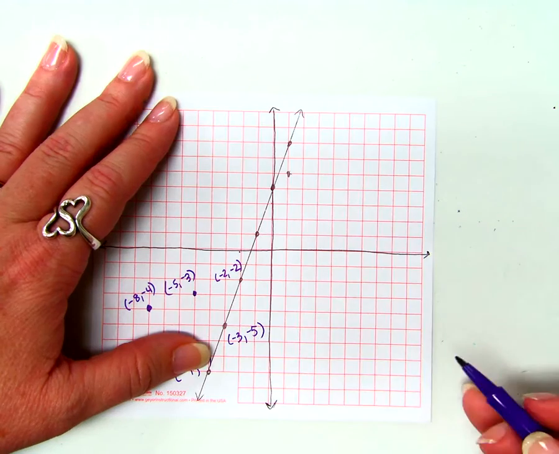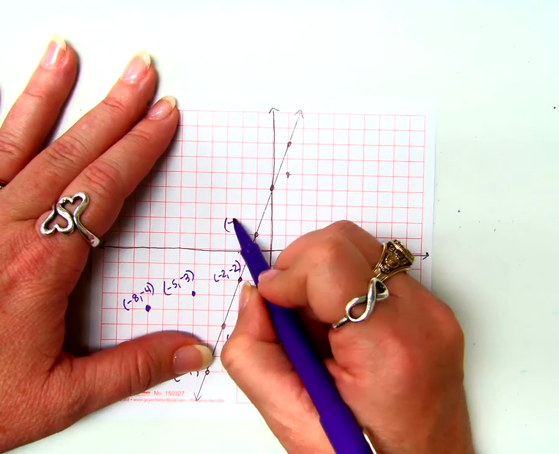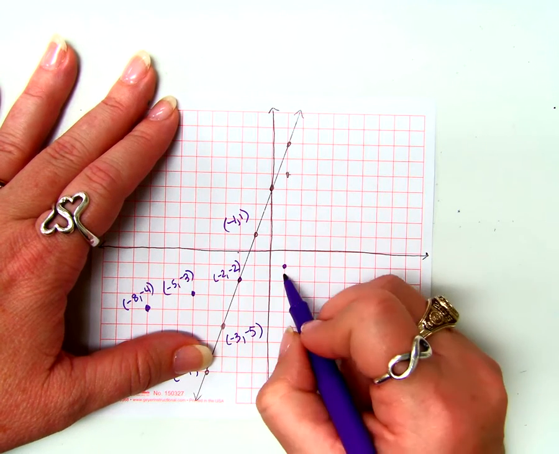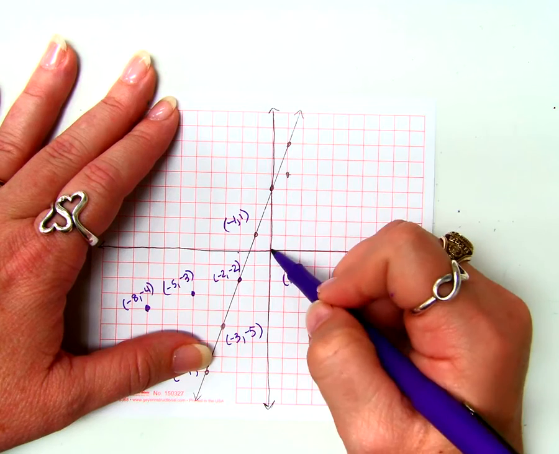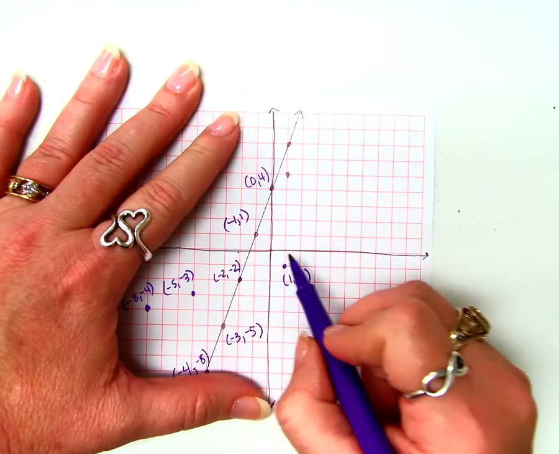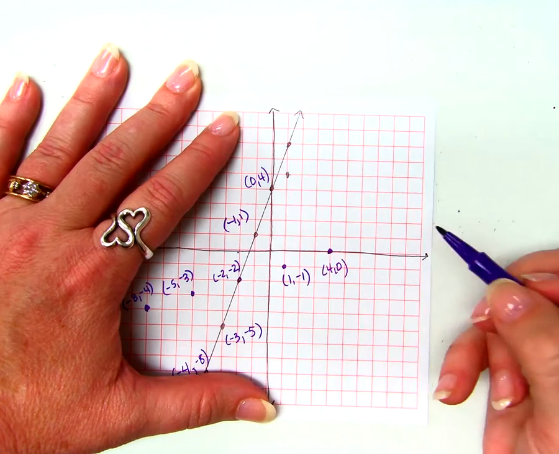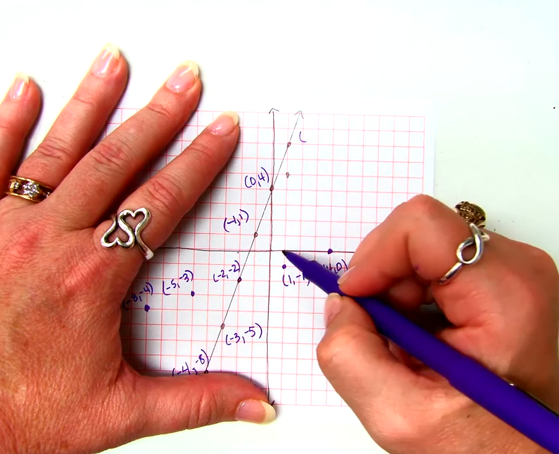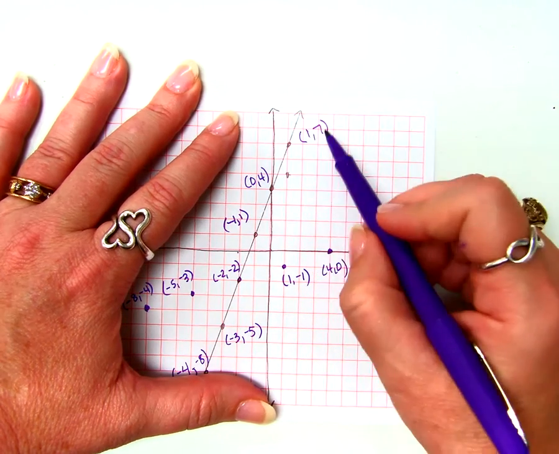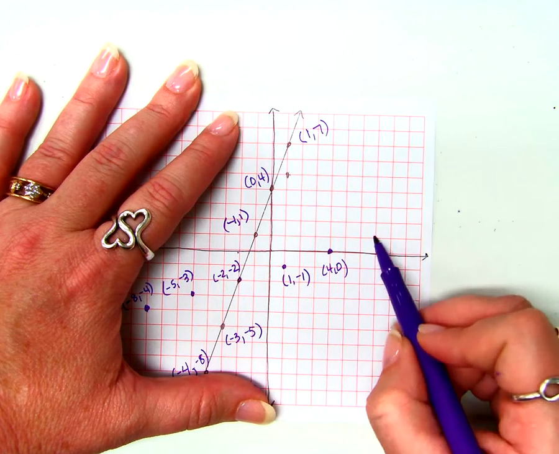Oh, that's its own inverse, isn't it? If I switch x and y, I just still get -2, -2. Okay, this point is -1, 1. So I would plot 1, -1 by switching x and y. This point is 0, 4. So I'd plot 4, 0. And then one more would be 1, 7. So its inverse, switching x and y, I would get 7, 1.